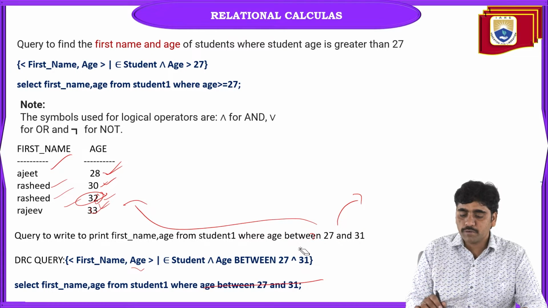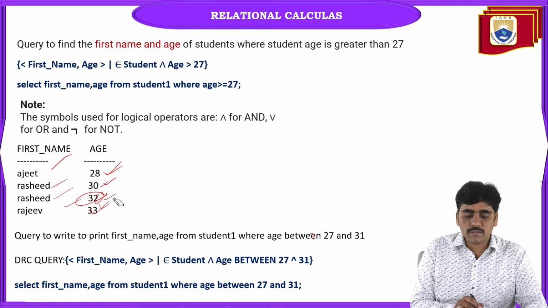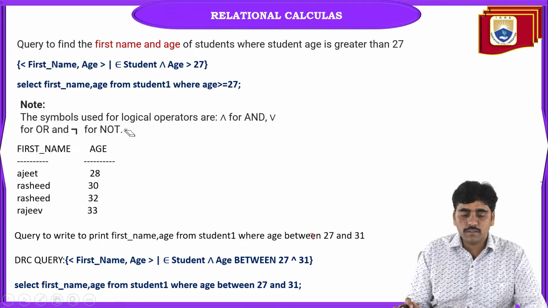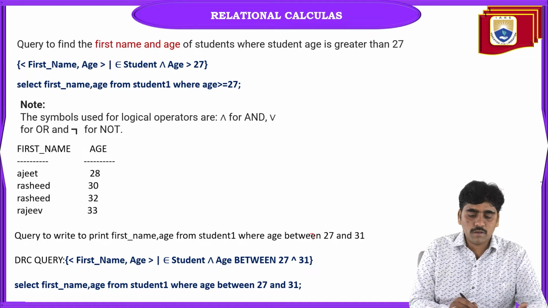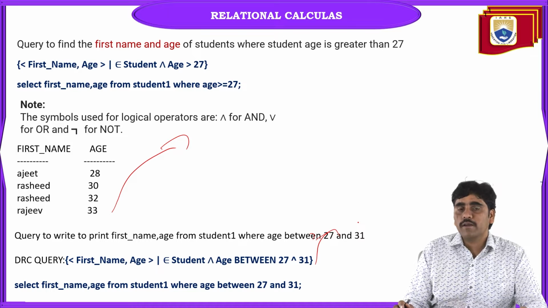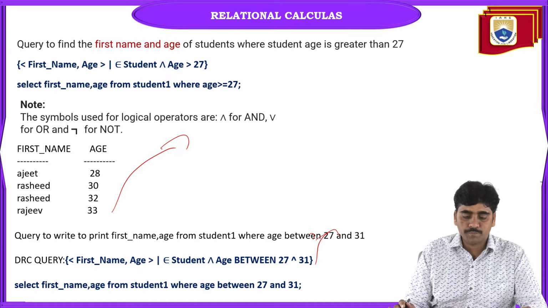So this is the way you can understand writing domain relational queries as well as tuple relational queries. You can understand this query for writing the relational queries also.